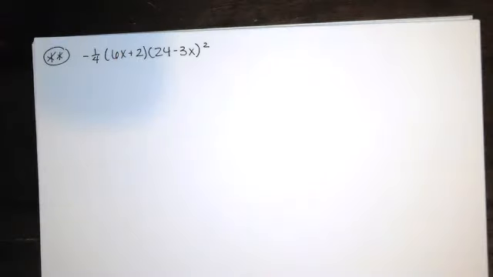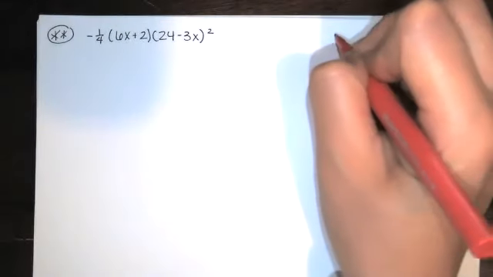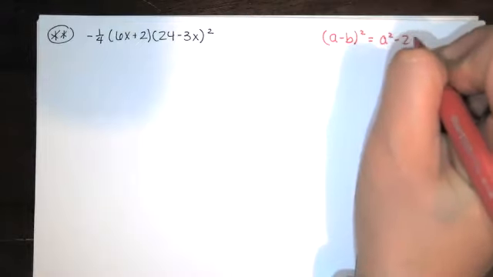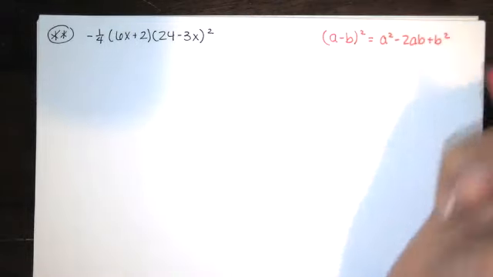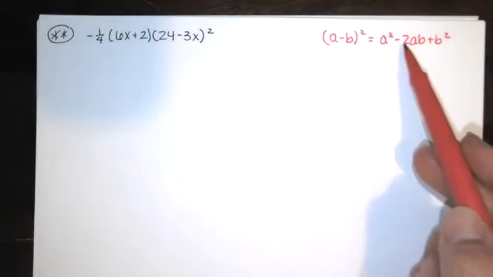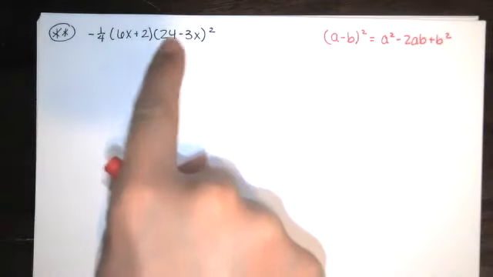I have negative 1/4 times 6x plus 2 times 24 minus 3x quantity squared. Now you may remember from algebra class that a minus b quantity squared is a squared minus 2ab plus b squared. If you're not sure about that, write this twice in FOIL. Outer times outer plus inner times inner is where that negative 2ab comes from. I'm going to apply that formula right here.